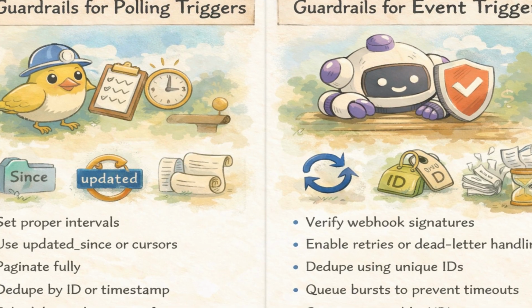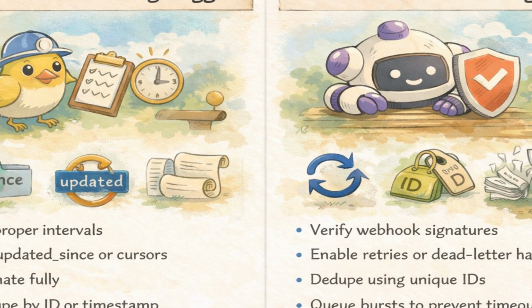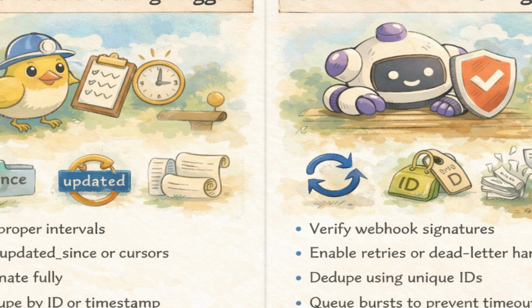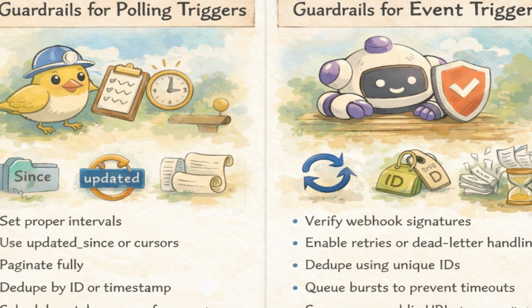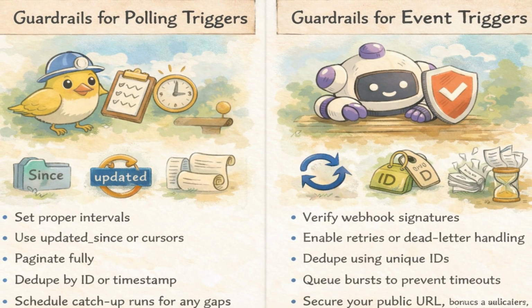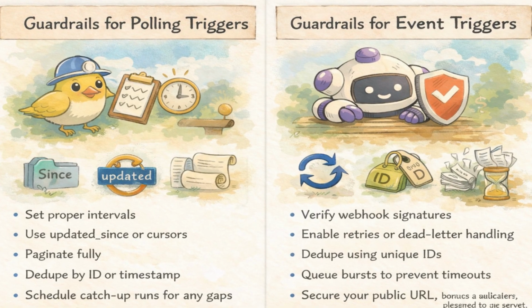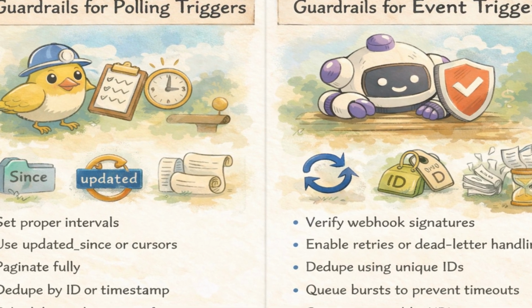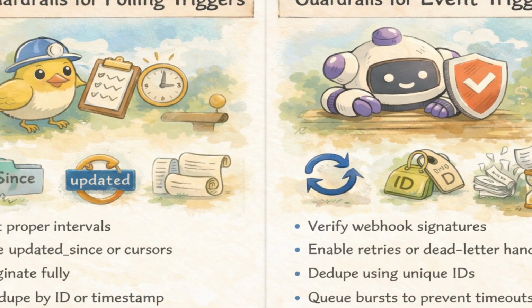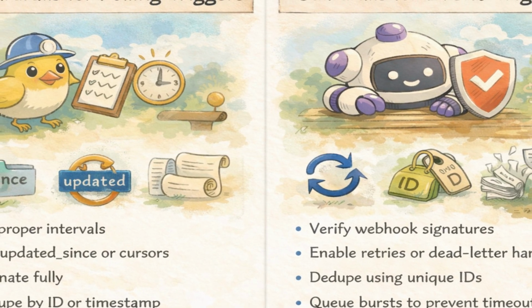If the API returns paginated results, make sure you process every page. Not just the first one. Otherwise, you may think the sync worked while some records were quietly left behind. You should also deduplicate by ID or sometimes by timestamp, depending on the data. That helps avoid duplicate processing downstream. And finally, it is smart to schedule an occasional catch-up run, just in case something was missed due to a delay, a failed run, or a temporary API issue.